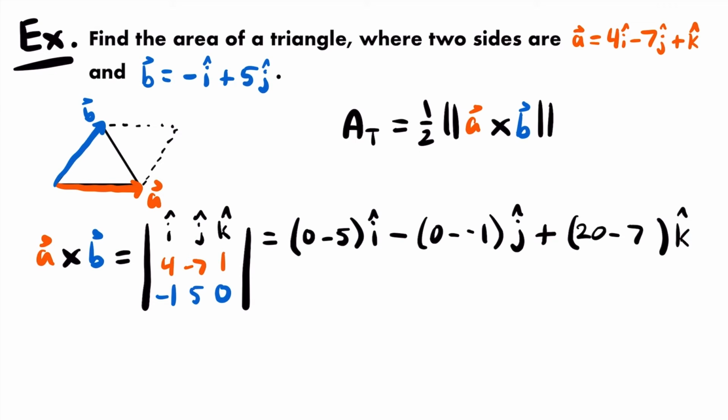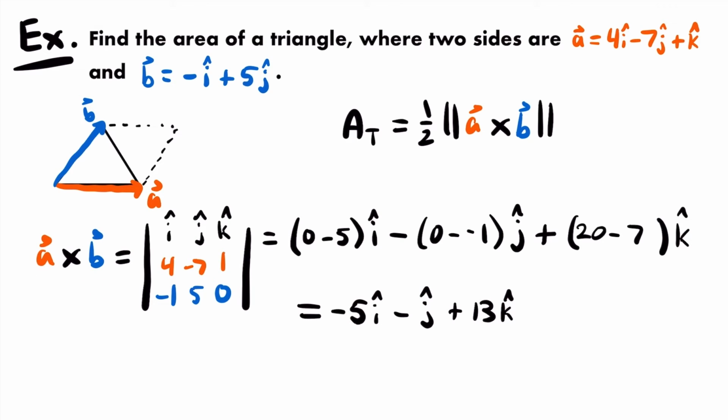And now if we simplify, this will be equal to -5i minus j plus 13k. 0 minus 5 is -5, so we have -5 times i. Then we are subtracting 0 minus -1. 0 minus -1 is the same as 0 plus 1. So we have 1j, but then we're subtracting it, so we just have minus j. And then we have 20 minus 7, which is 13. So we have 13k. So that's the cross product of vector A and vector B.